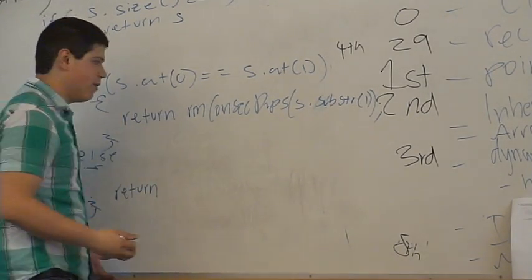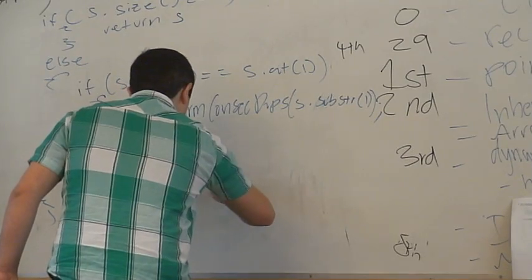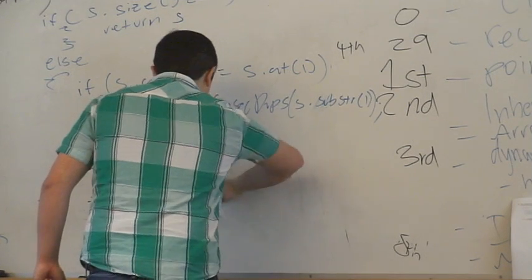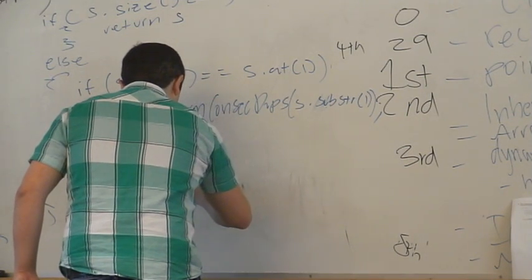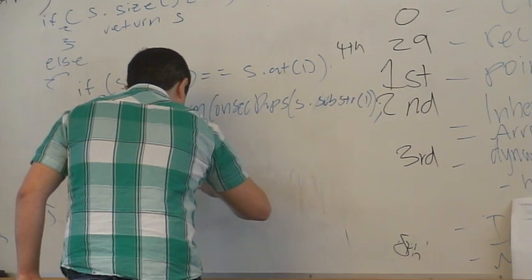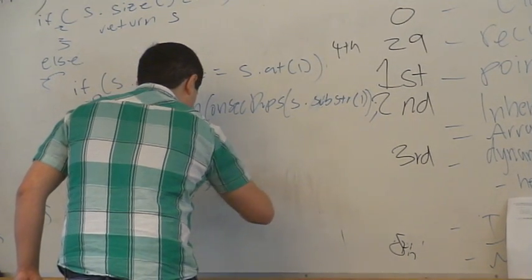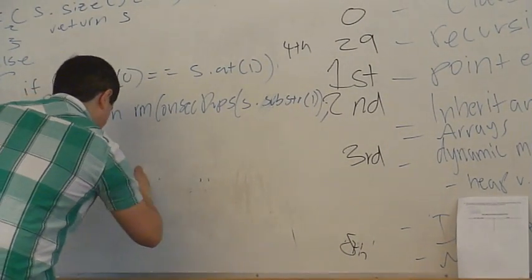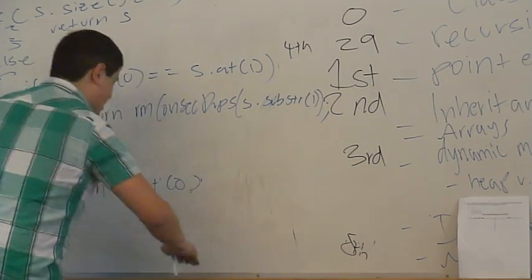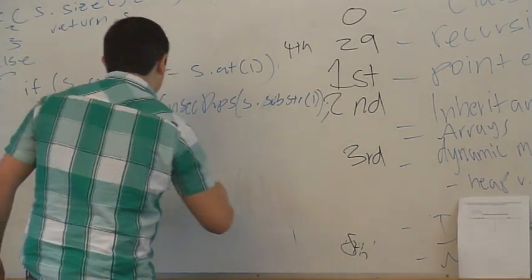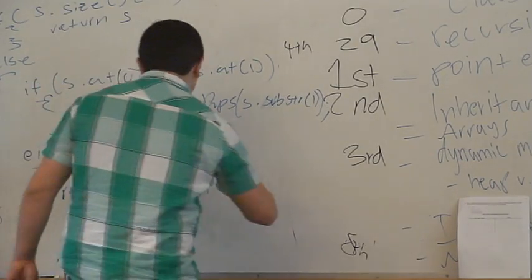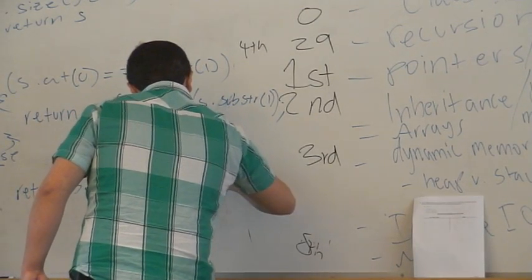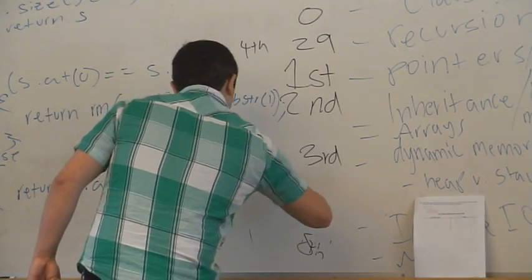So you guys might not remember this operation, but I can actually concatenate two strings. So concatenate s at 0, or I can say just concatenate a substring from 0 to 1, which is the same thing as s at 0. I understand, these two are equivalent. Plus, then I need to remove duplicates from the rest of the string. So I just call remove duplicates on s dot substring.